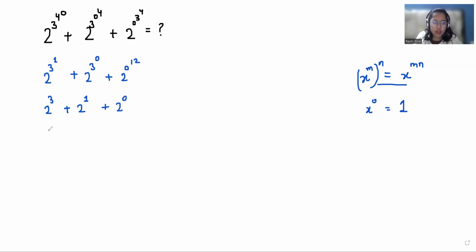Now 2^3 is 8, 2^1 is 2, and 2^0 is 1. So 8 plus 2 is 10, and 10 plus 1 is 11. So 11 is our final answer.